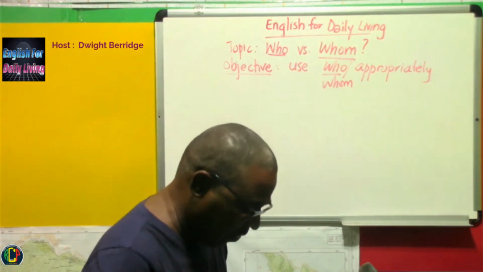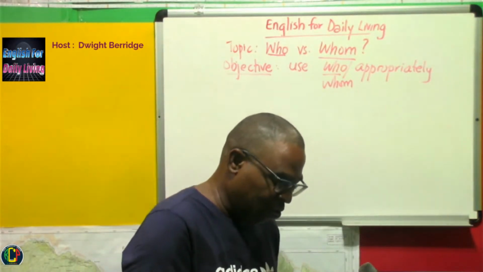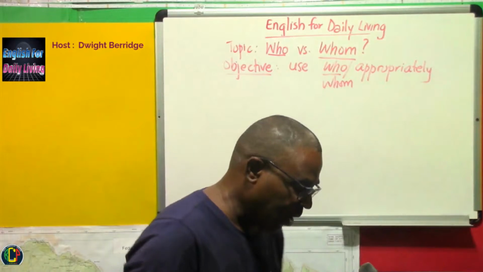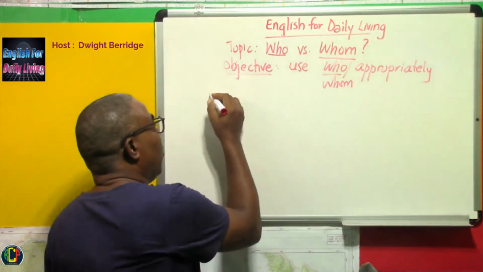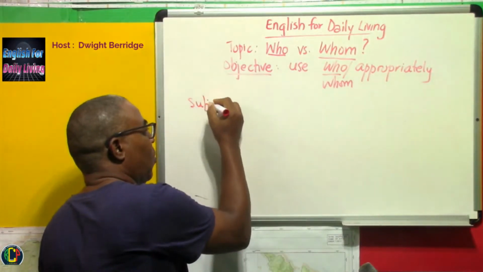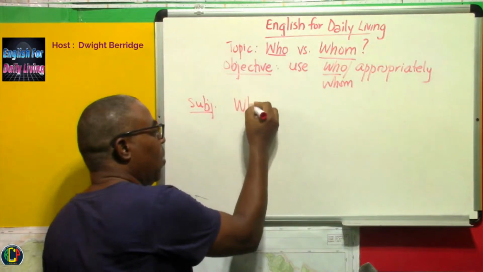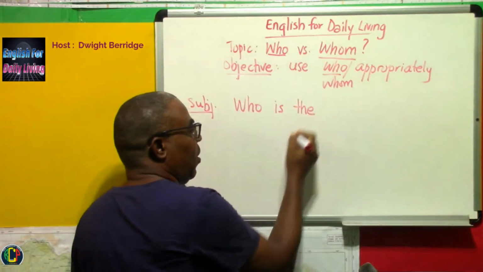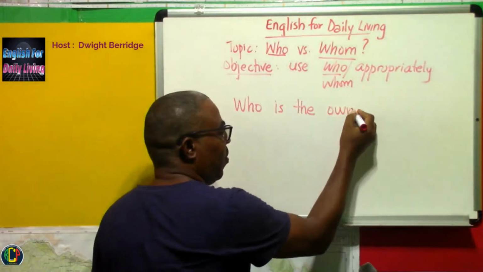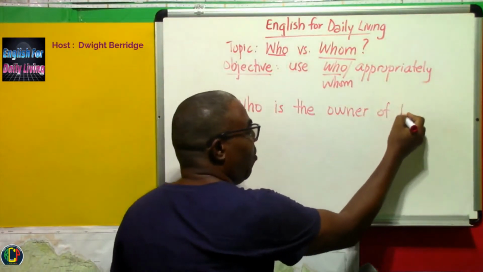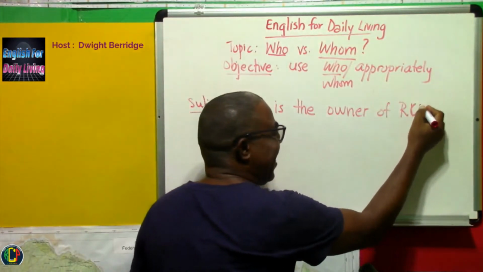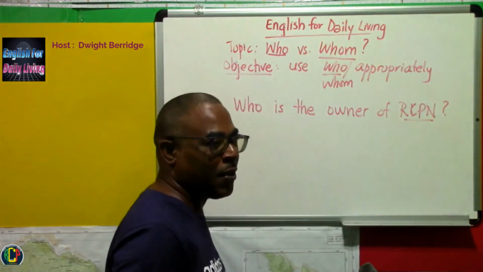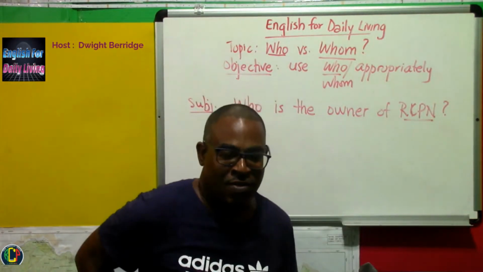Alright, so let's look at some examples. When to use who, the subjective form. Okay, look at this. It's a subject. Who is the owner of RCPN? RCPN stands for Royal Central Praise Network. Who is the owner?